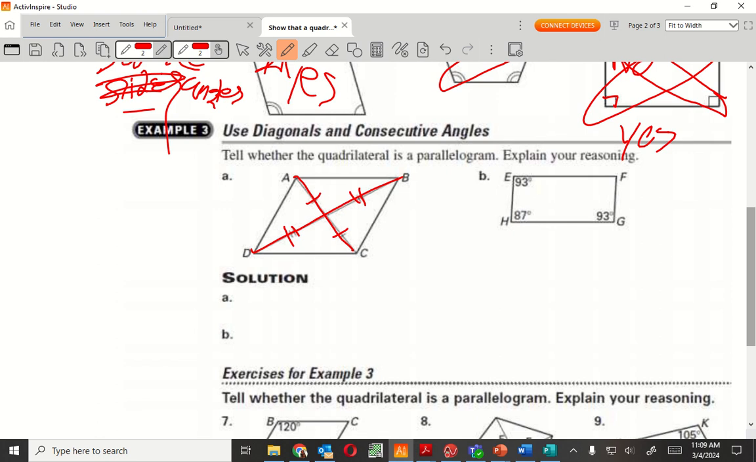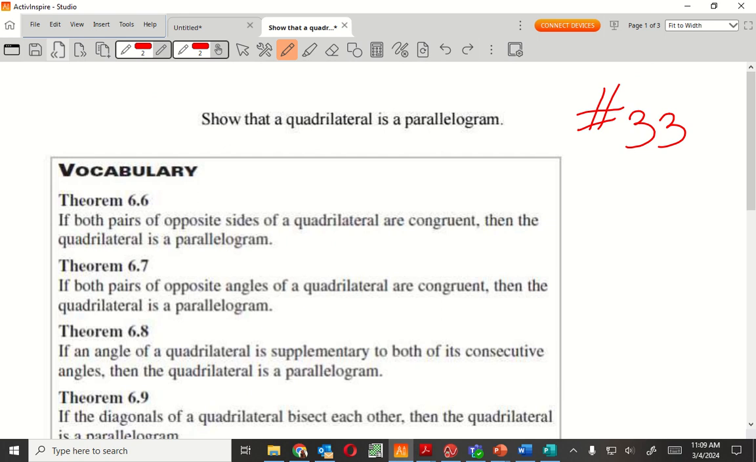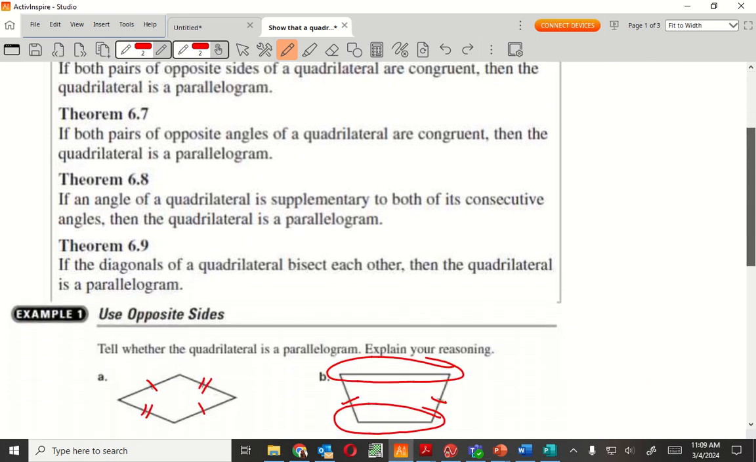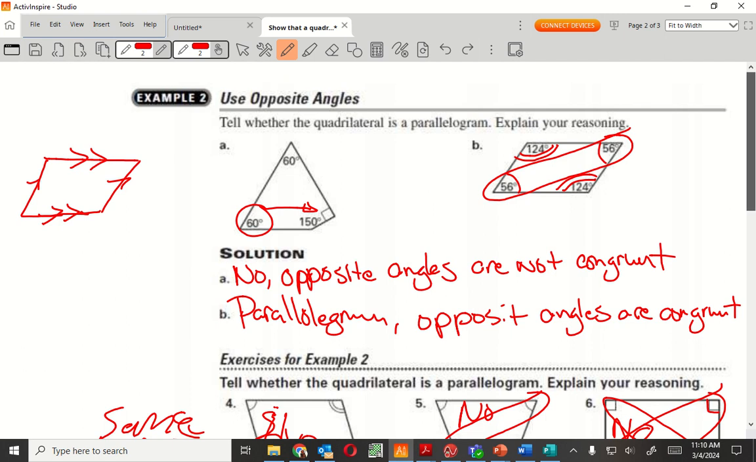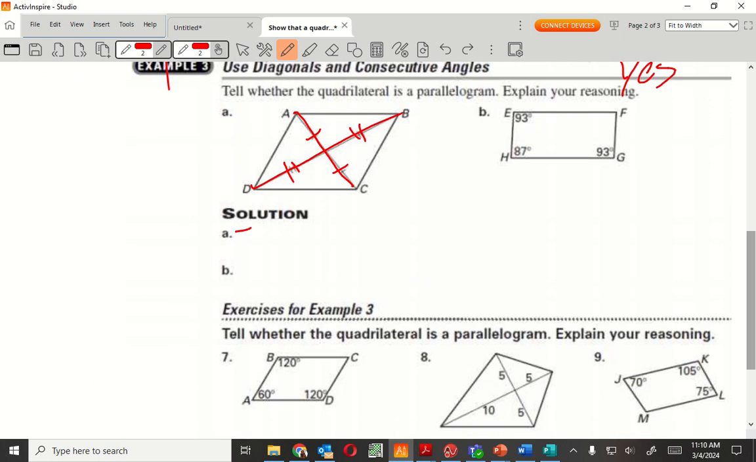So I could actually just go straight to my theorem right here. Yes, 6.9. If the diagonals of a quadrilateral bisect each other, then the quadrilateral is a parallelogram. So I'm going to say this is theorem 6.9. And this is a parallelogram. So it's theorem 6.9. That was from the front page.